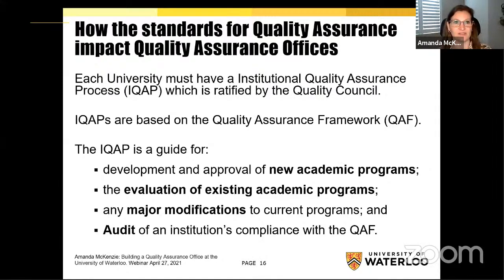So every university has to create what we call an IQAP, and that's based on the contents of the quality assurance framework. And when we write this IQAP, your internal senate of your institution needs to approve it, and then it goes to the quality council and they review it and make sure that it is in alignment with the quality assurance framework.